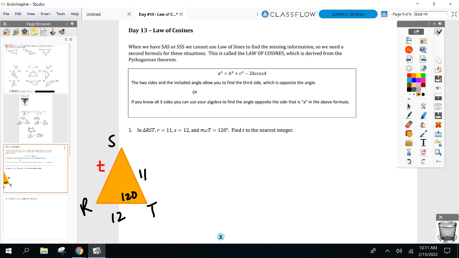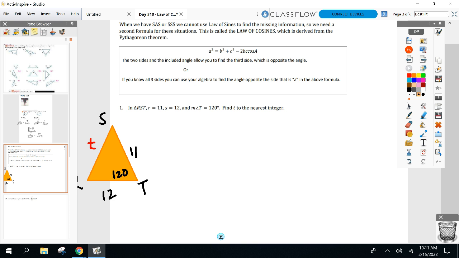So here we go. First thing, please don't write anything down. I want to show you why law of sines doesn't cut it here. All right, won't cut it. T over, what should I put it over? Sine of 120, right? That's what we would have done yesterday.